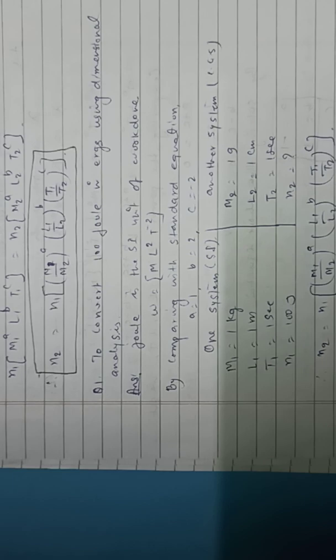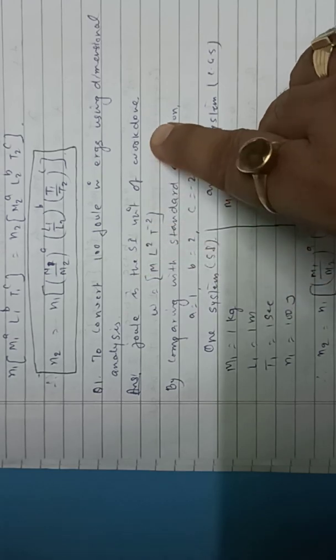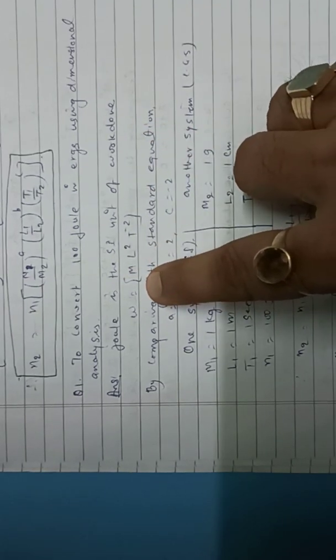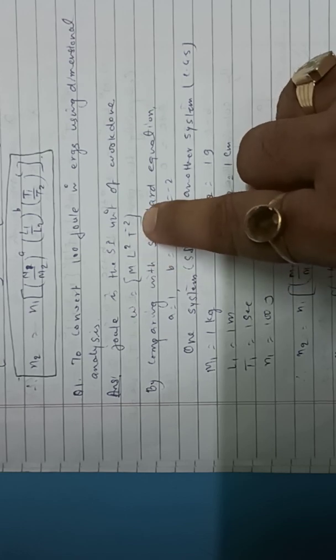Suppose we have to convert 100 joule in CGS unit using dimension analysis. Joule is the SI unit of work done. Therefore we write the dimension of work done. The dimension formula of work done is equal to M L to the power 2 T to the power minus 2.